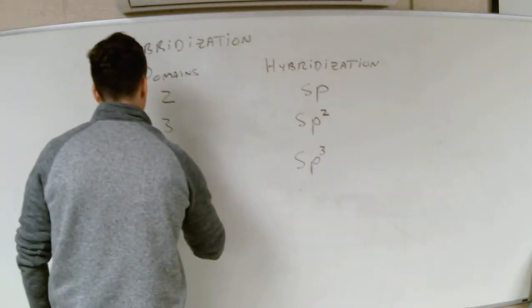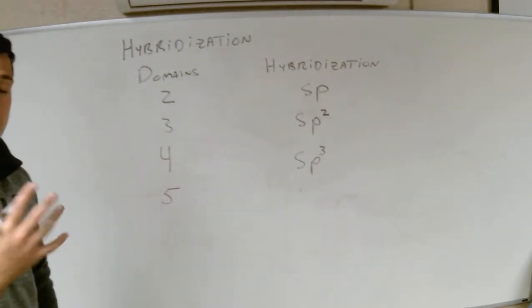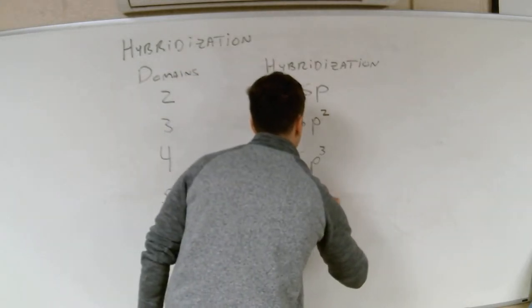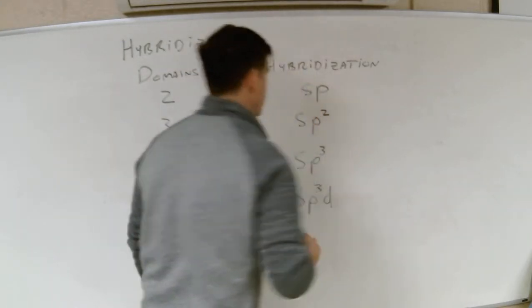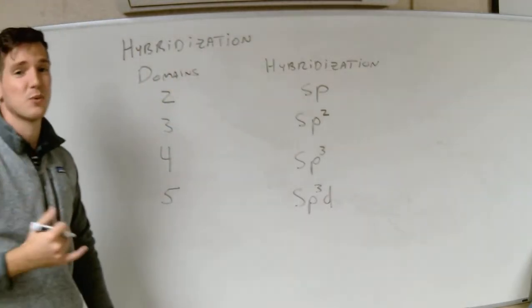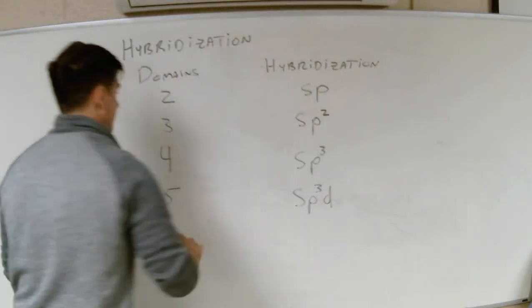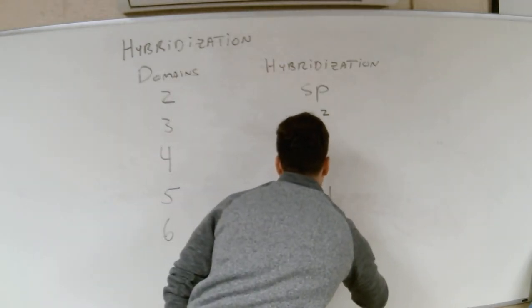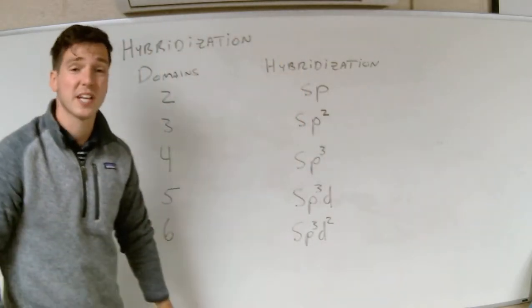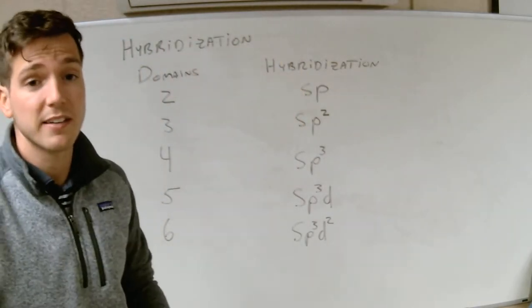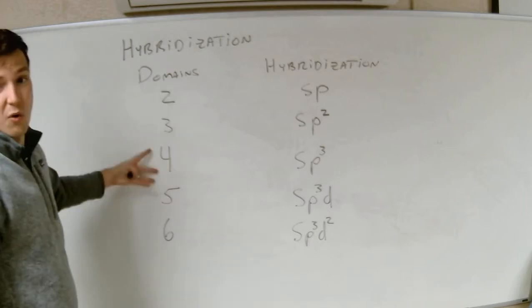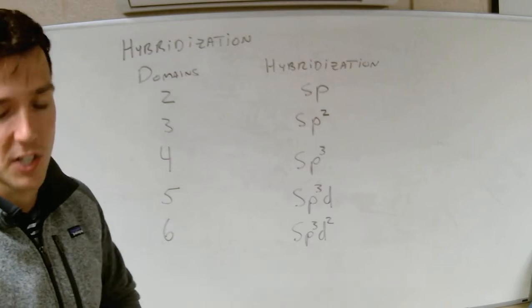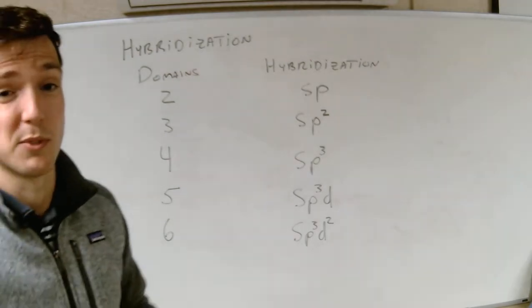Now here's where I might throw you off. If I have 5 domains, maybe you could guess it, my hybridization is sp3d. And the last one you'll see is 6, and it is sp3d2. We don't get any higher than that. Theoretically you can, but scientists don't even know if these hybridizations exist. These are just theories that they'd like you to know. Super simple, easy trick to it.